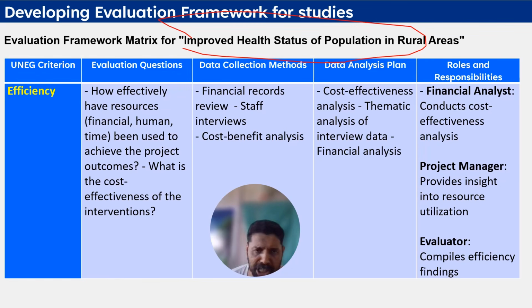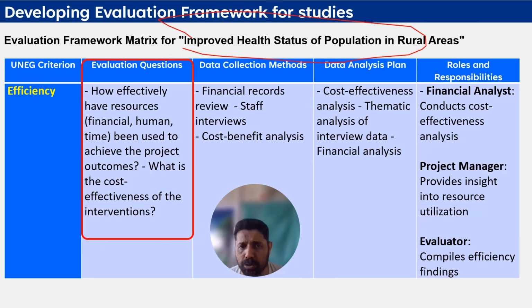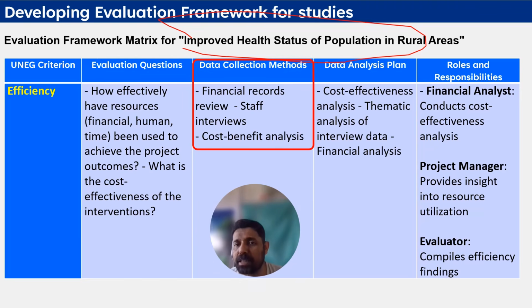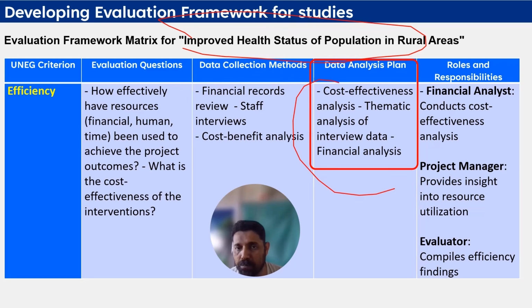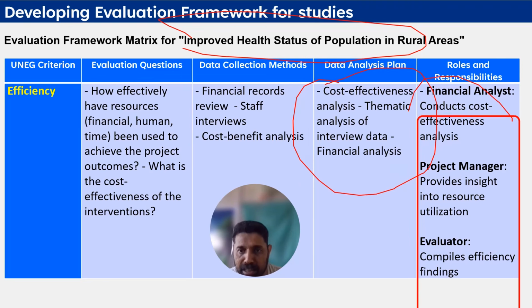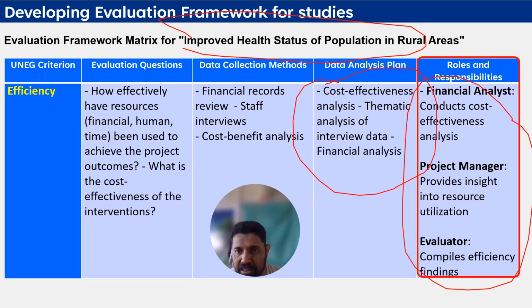Similarly, for efficiency: how effectively have resources, financial, human, time, been used to achieve the project outcome? What is the cost effectiveness of the intervention? So here we will see financial records review, staff interviews, cost benefit analysis, and the data analysis plan would be cost effectiveness analysis, thematic analysis of interview data, and financial analysis. And here you can see the roles and responsibilities of the different team members.